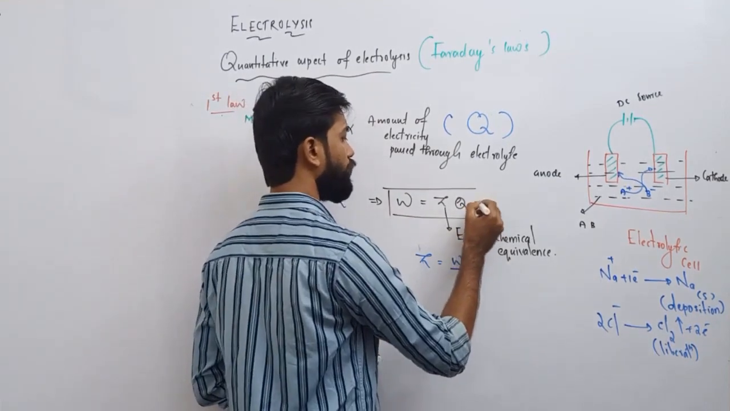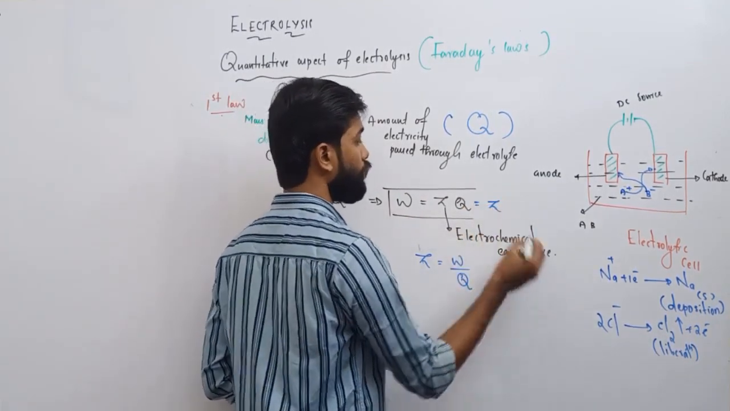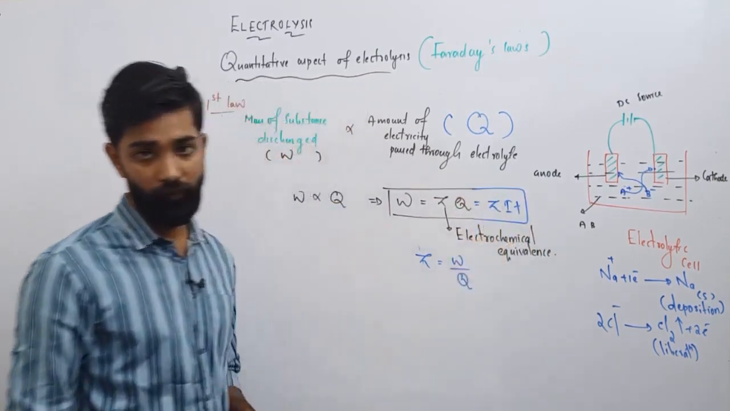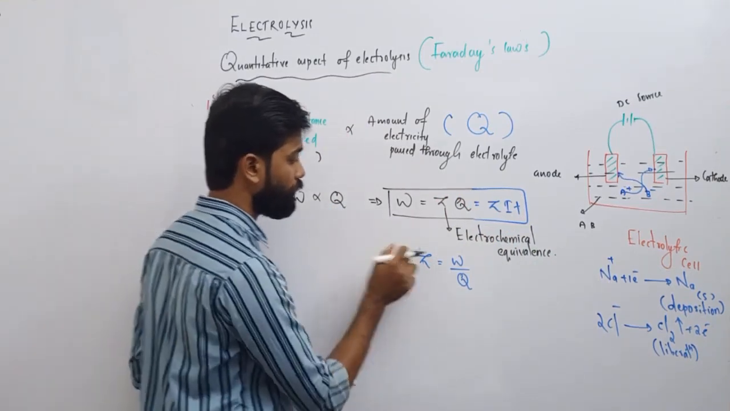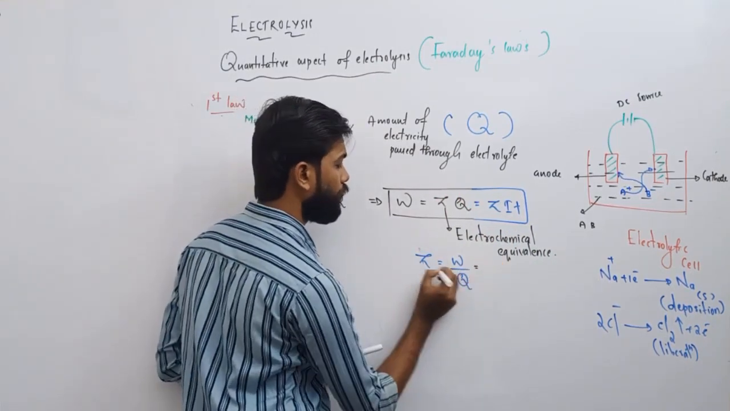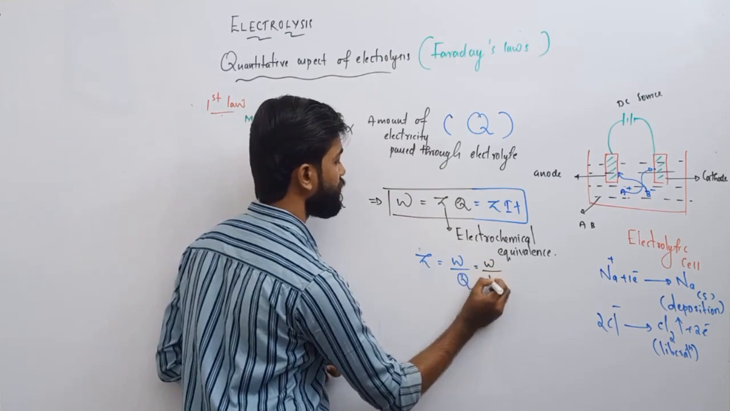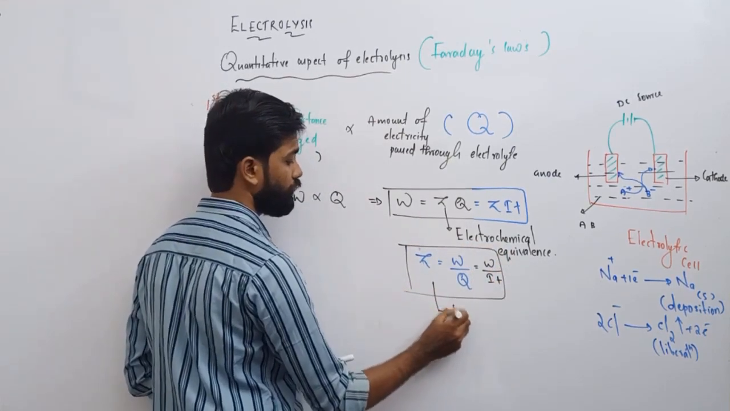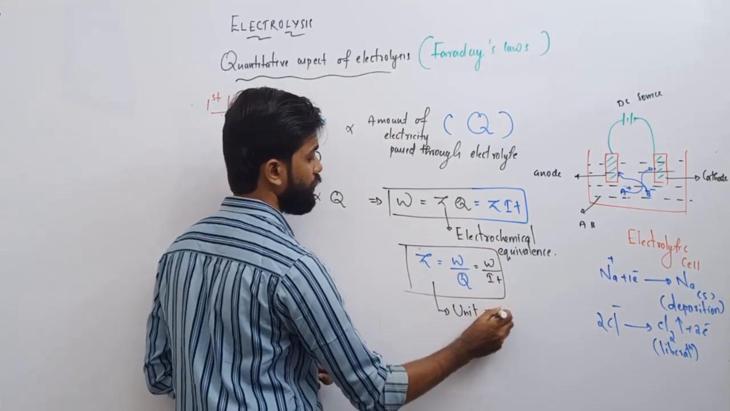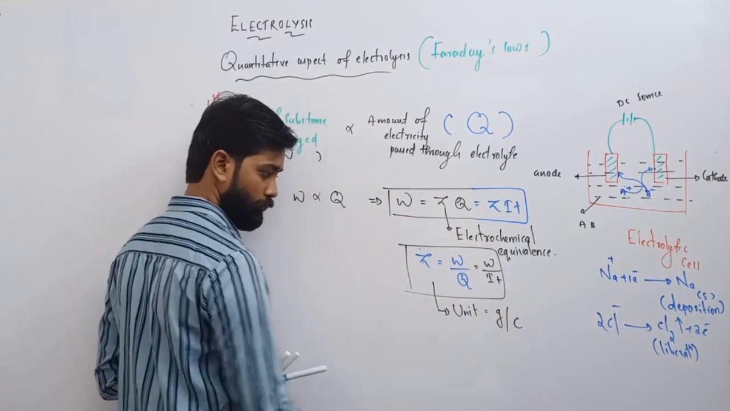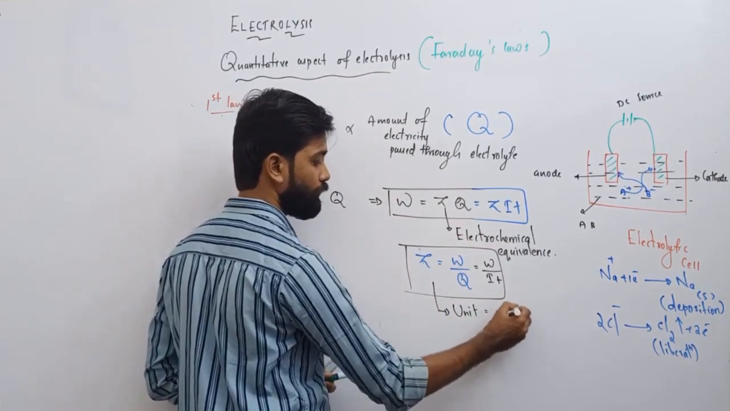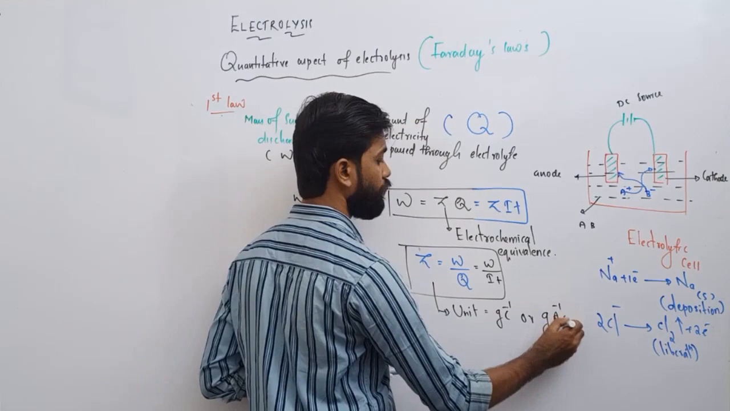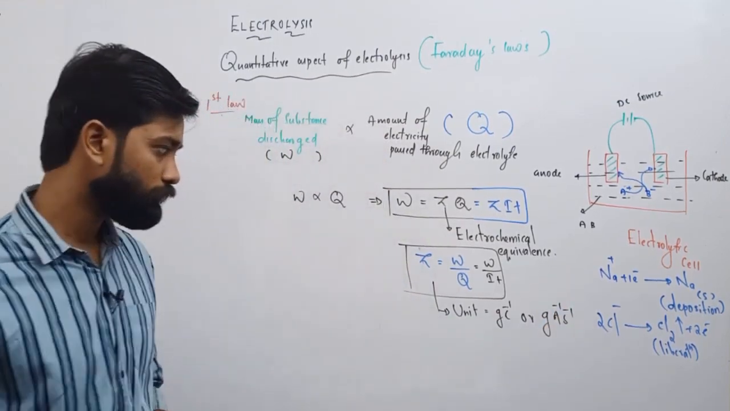We know that charge is equal to the product of current and time, so Q equals IT. So the expression for Z will be Z is equal to W by Q, or Z is equal to W by IT. What about the unit of Z? It is gram per coulomb, or gram coulomb inverse, or gram ampere inverse second inverse, right?